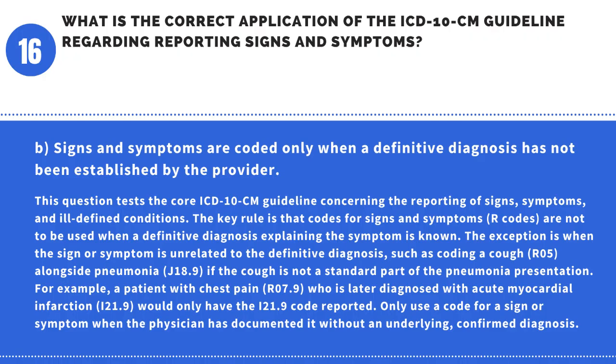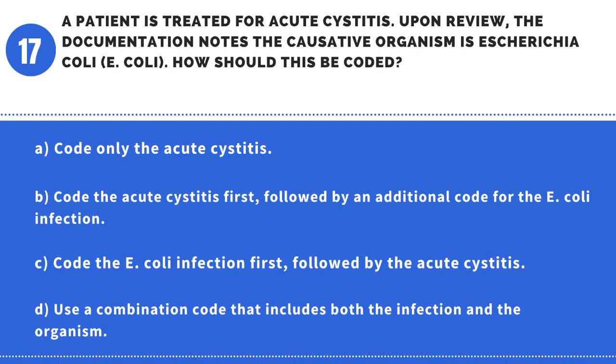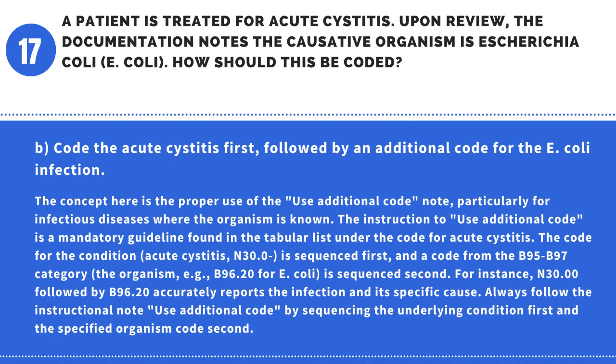Question 17. A patient is treated for acute cystitis. Upon review, the documentation notes the causative organism is Escherichia coli, E. coli. How should this be coded? A. Code only the acute cystitis. B. Code the acute cystitis first, followed by an additional code for the E. coli infection. C. Code the E. coli infection first, followed by the acute cystitis. D. Use a combination code that includes both the infection and the organism. Answer B. Code the acute cystitis first, followed by an additional code for the E. coli infection.